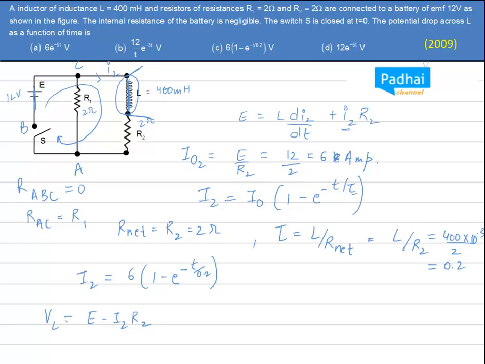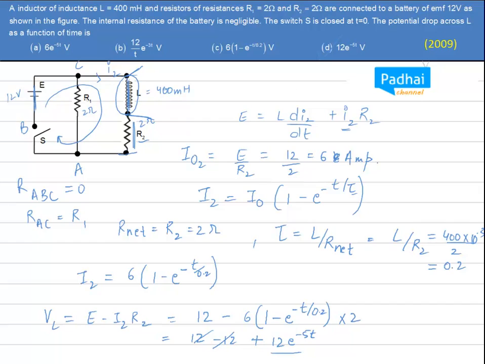The potential drop across the inductor will be this, because the total potential drop across the entire wire is E, and some potential drop will be across the resistor R2. So this will be the net potential drop, equal to 12 minus 6 into 1 minus e raised to power minus t by 0.2 into R, which is 2. So this will be 12 minus 12 plus 12 e raised to power of minus 5t. These cancel out, so 12 e raised to power minus 5t volts is the answer. That means option D is correct.